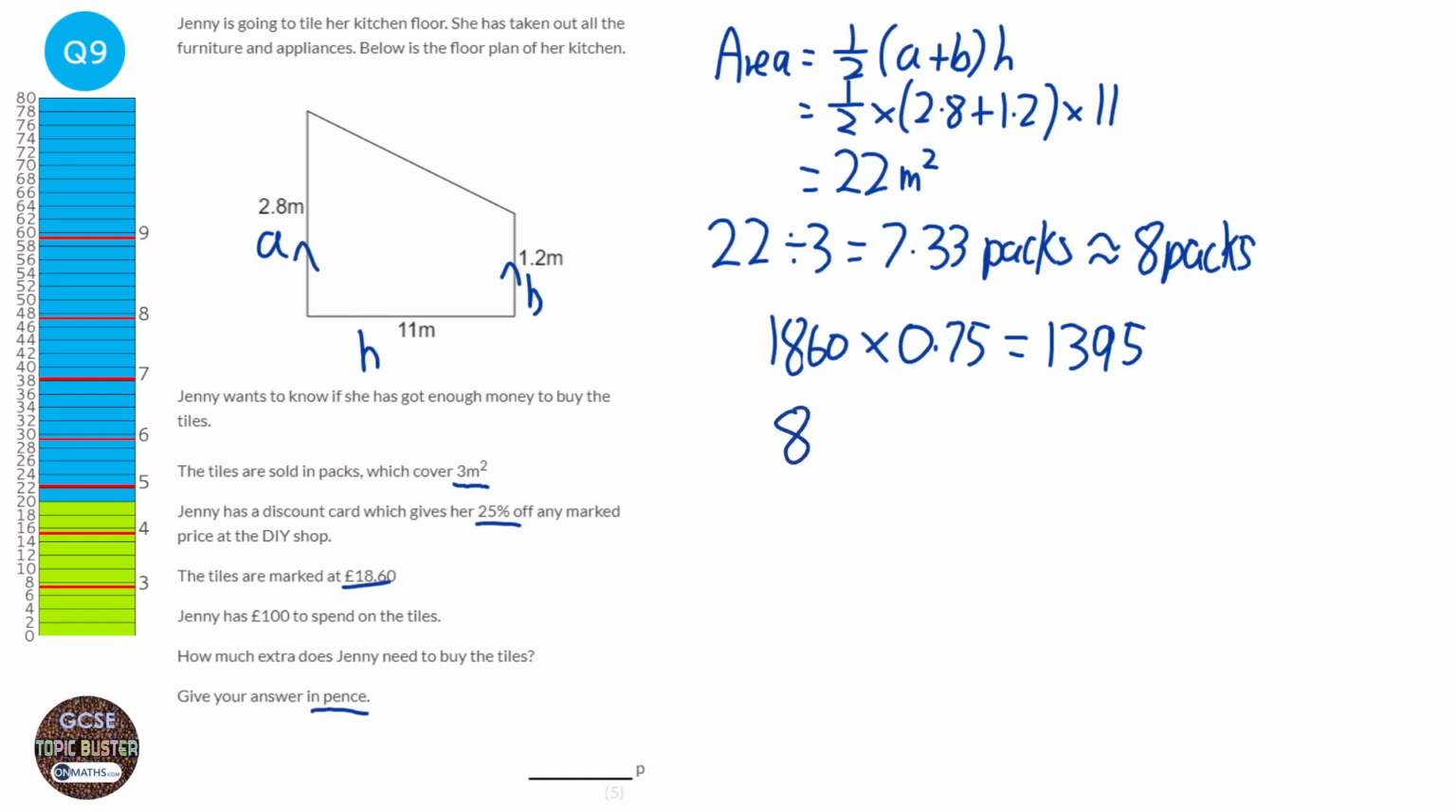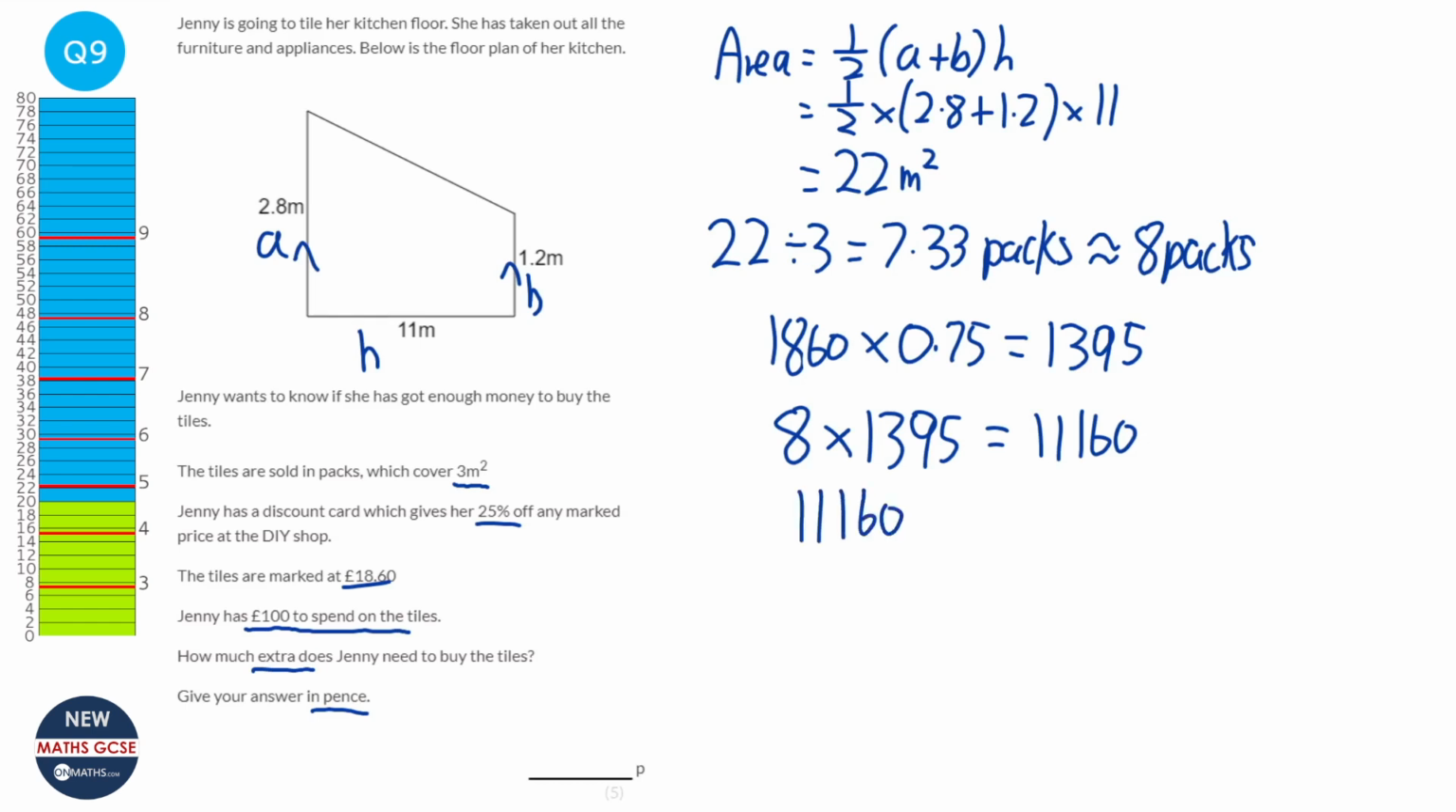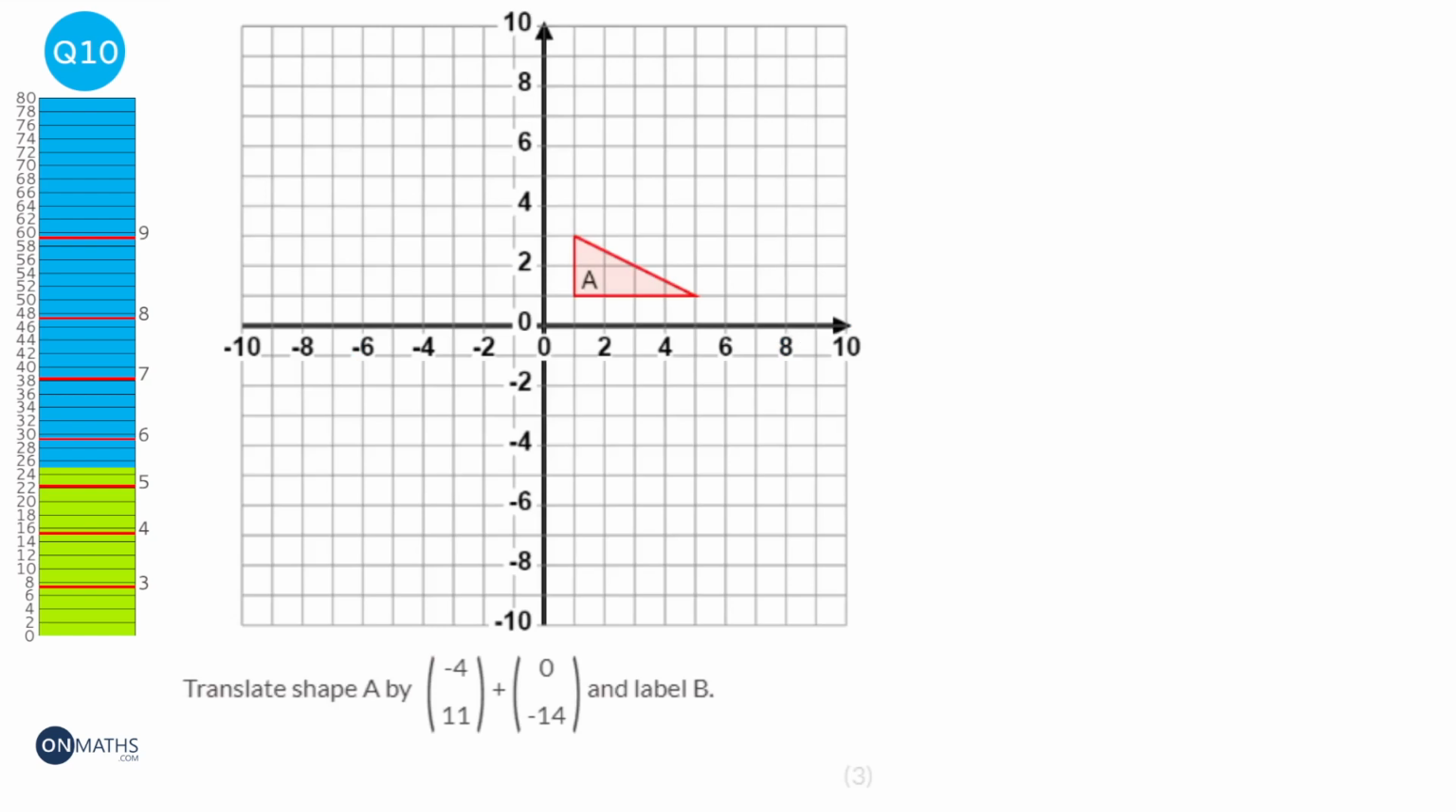And so it's going to be 8 lots of the 1,395 pence packs, which will cost in total 11,160 pence, or £111.60. But Jenny has £100 to spend, and we're asked how much extra she needs. So we're going to do 11,160, take away the 10,000 pence that she has, which will give us 1,160 pence. So she needs to find £11.60 or 1,160 pence from somewhere.